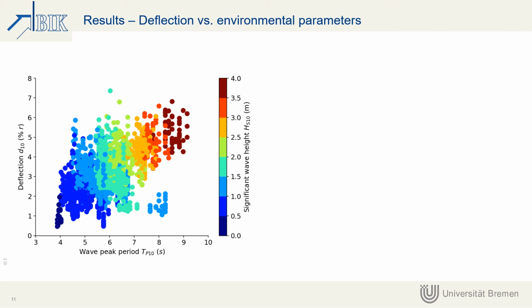Here, deflections ranging from 1 to 6% of tower radius for a given wave peak period of 4.5 seconds can be observed. With an increase in wave peak period, significant wave height also increases.